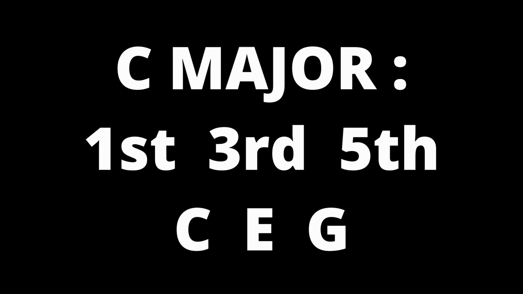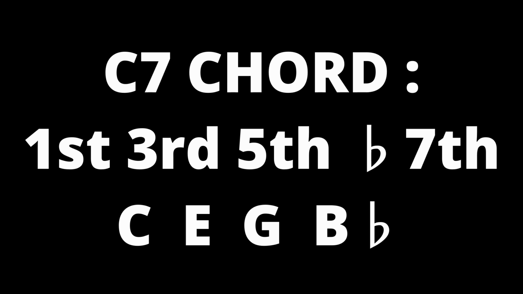Now that we understand the numbering system, let's construct some chords. To create a C major chord, we take the first, third, and fifth, which gives us C, E, and G. The 7th note in the scale is B. The flat 7th note is therefore half a step or a semitone below this, which is B flat. So in order to create a C dominant 7th chord, we take the C major chord notes and add the flat 7th from the scale. This means that C dominant 7th has the notes C, E, G, and B flat.